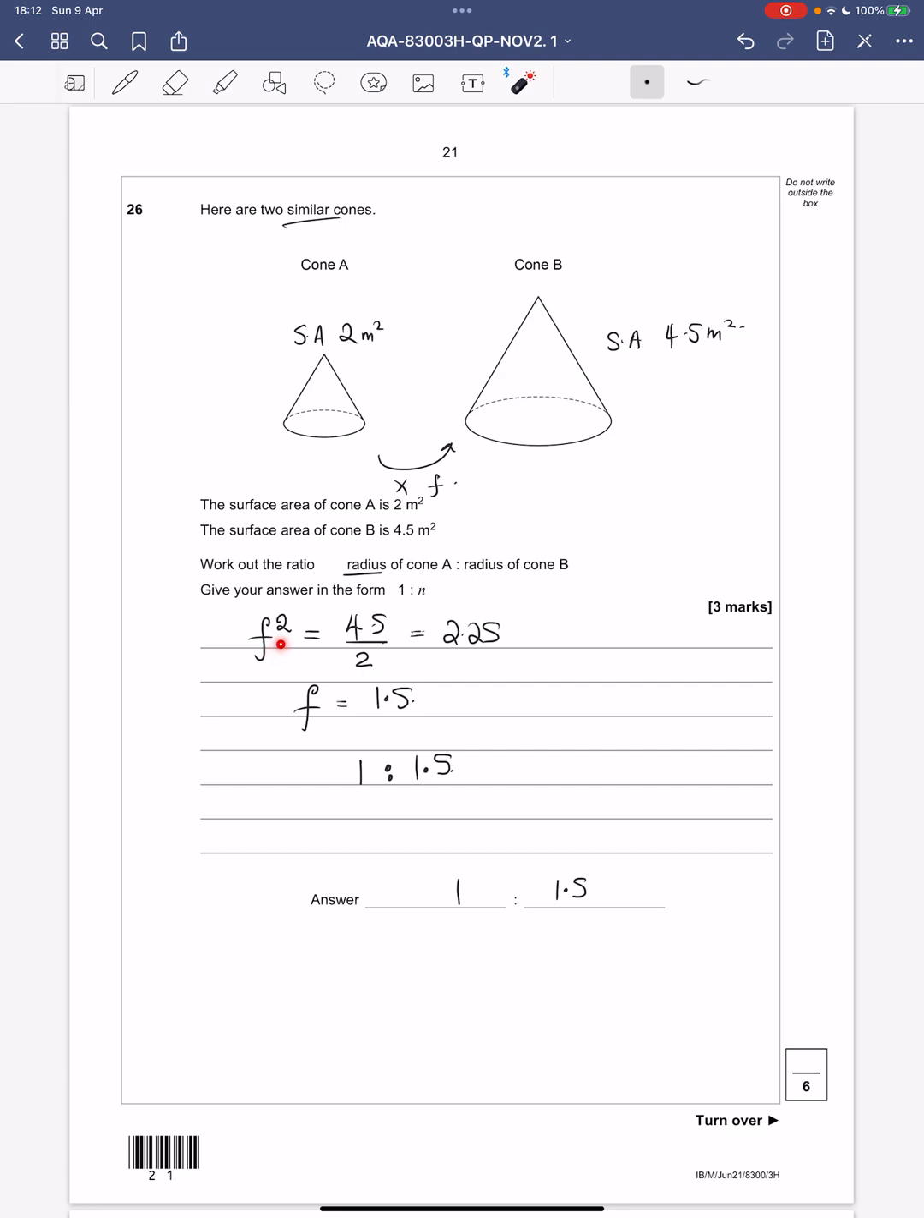So the scale factor squared, this is because we've got an area here. The scale factor squared is 2.25, which comes from 4.5 divided by 2. So the scale factor is 1.5. Now area is 2 directions, that's why it's squared. But the radius is 1 direction. So the scale factor of the radiuses are 1 to 1.5.